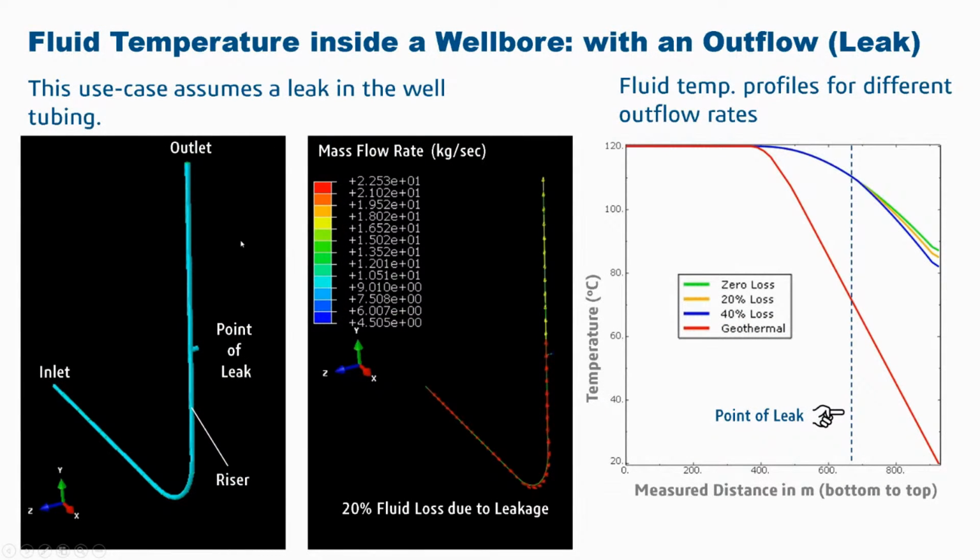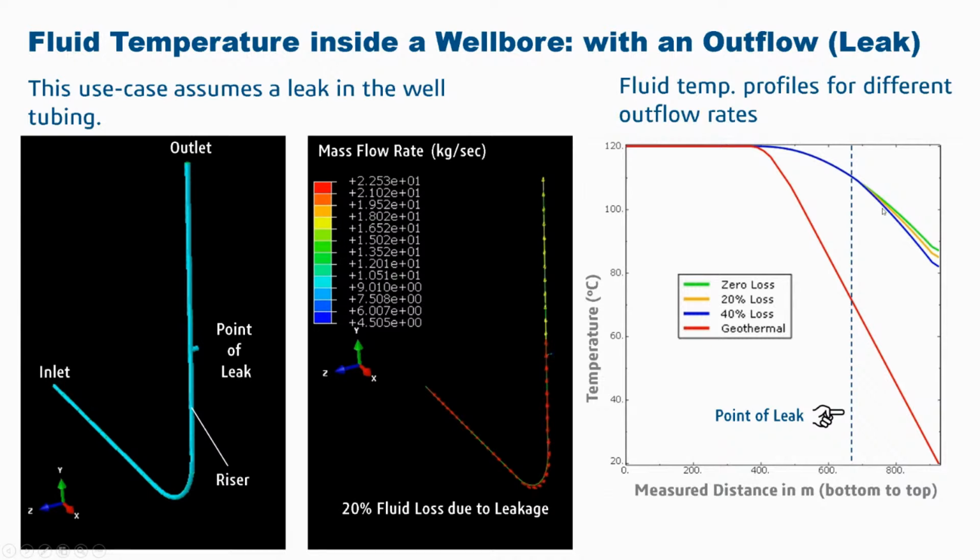Here is another example. In this example, I'm considering the flow of a fluid through a wellbore. And in this case, we have a leak or an outflow in the wellbore, and we are able to show how that leak affects the temperature of the fluid inside the wellbore. The plots on the right show the temperature of the fluid for different outflow rates. The red curve is your geothermal gradient, and the various colored curves show you the temperature of the fluid for different outflow or leak rates.